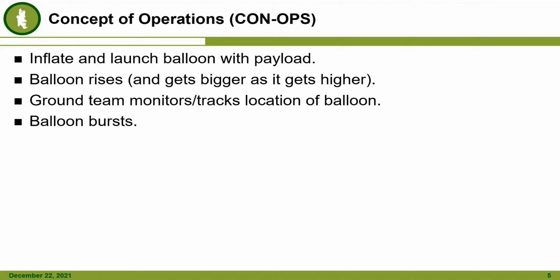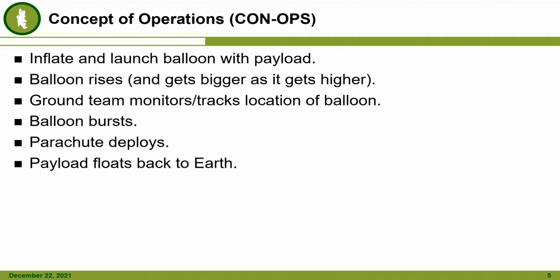Eventually, at some altitude, the balloon gets so big that it is just going to naturally burst. And after it bursts, it's going to start tumbling down towards the ground, and eventually a parachute is going to be able to deploy, and the parachute is going to allow the payload box to float gently back to Earth somewhere, and then all we need to do on the ground is basically try to find and recover this balloon and payload.